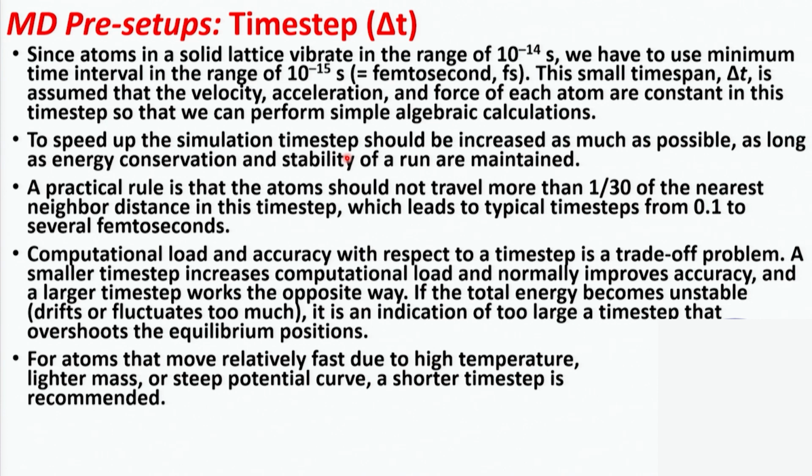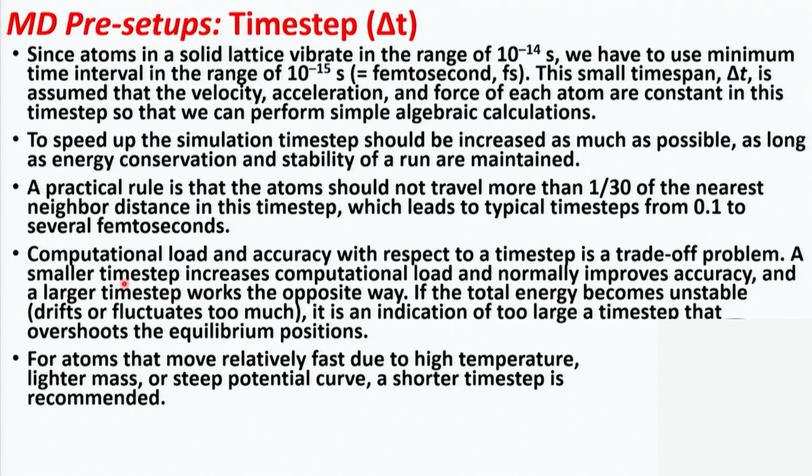So speed-up can be possible by increasing the time step, but if you increase the time step, essential physics we are also neglecting. Okay. So a practical rule is that atoms should not travel more than 1/30 of the nearest neighbor distance in this time step. Okay, which leads to a typical time step from 0.1 to several femtoseconds. Okay, computational load and accuracy with respect to time step is a trade-off problem.